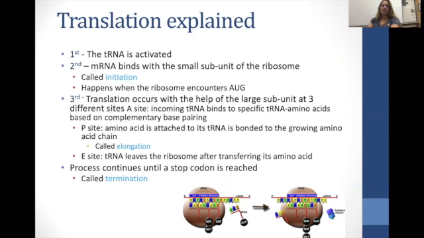Third step, translation occurs with the help of the large subunit at the 3 different sites. A for the incoming tRNA, and then P to attach that tRNA's amino acid to the polypeptide chain, called elongation. We're elongating the polypeptide. And then it ends at E, where we eject the empty tRNA, or termination point.